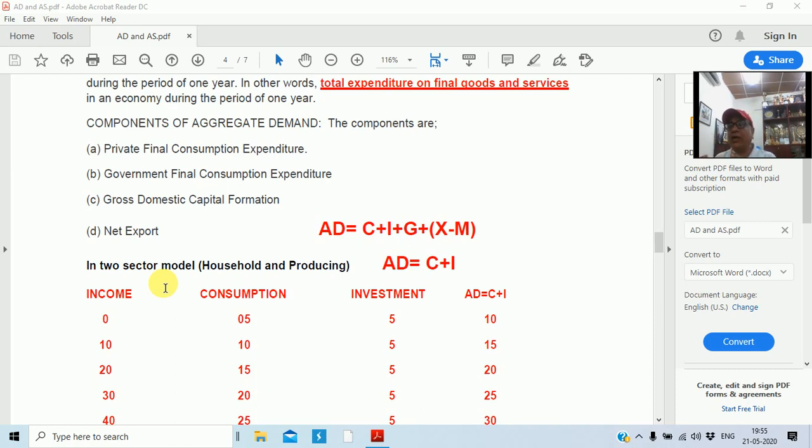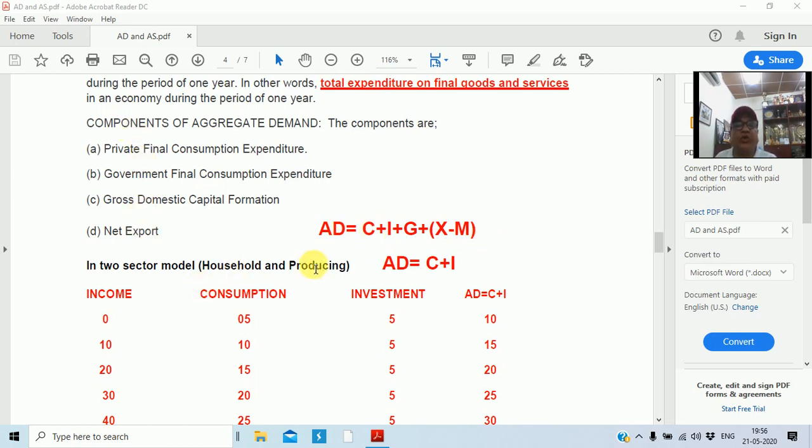It's a four sector model. So if we have private final consumption expenditure, government final consumption expenditure, gross domestic capital formation and net export, this is possible in the four sector model, the open economy. In an open economy, AD is equal to C plus I plus G plus X minus M. When I say private final consumption expenditure, that is the private sector, household sector. When I say government final consumption expenditure, that is the government sector. When I say gross domestic capital formation, that is the producing sector. And when I say net export, that is the rest of the world. How many sectors are there? Four. So this is a four sector model.